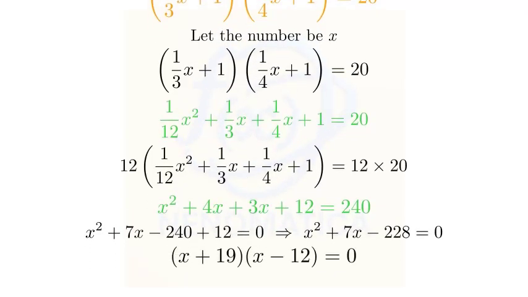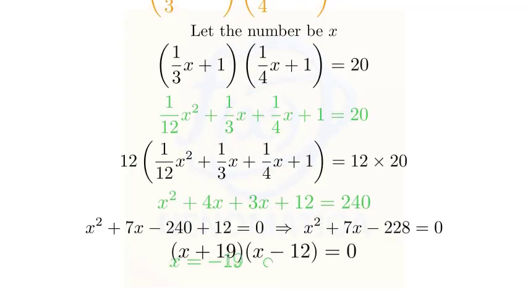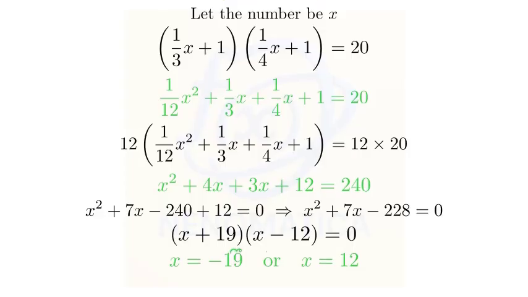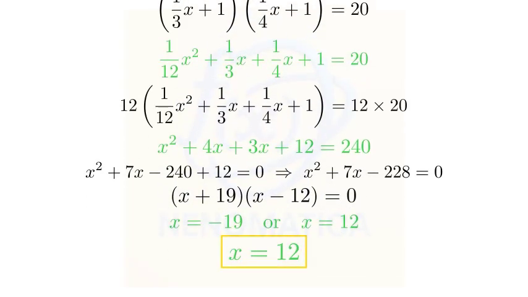Step 7. Factor the quadratic. 19 minus 12 equals 7, and 19 times negative 12 equals negative 228. So it factors as (x + 19) times (x - 12) equals 0. Step 8. Set each factor equal to 0 to get the roots. The problem asks for the positive number, so the answer is x equals 12.